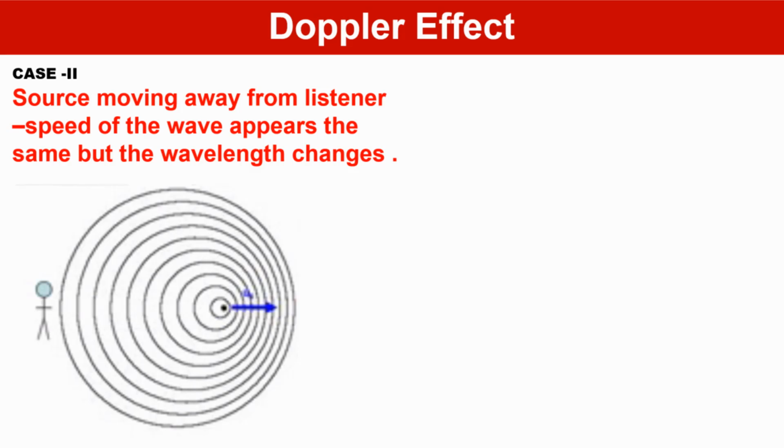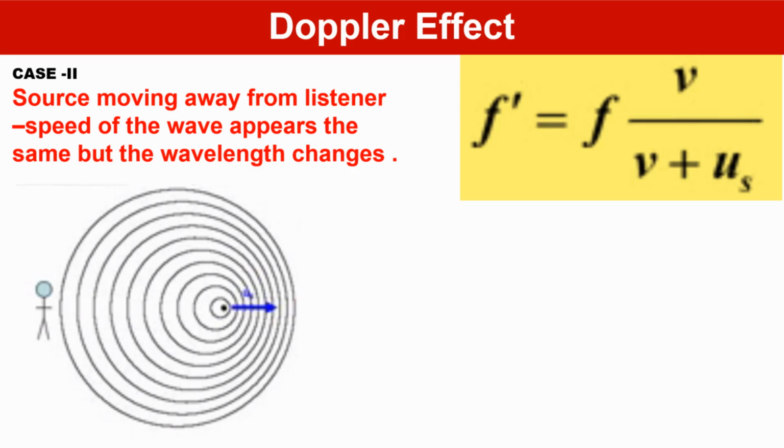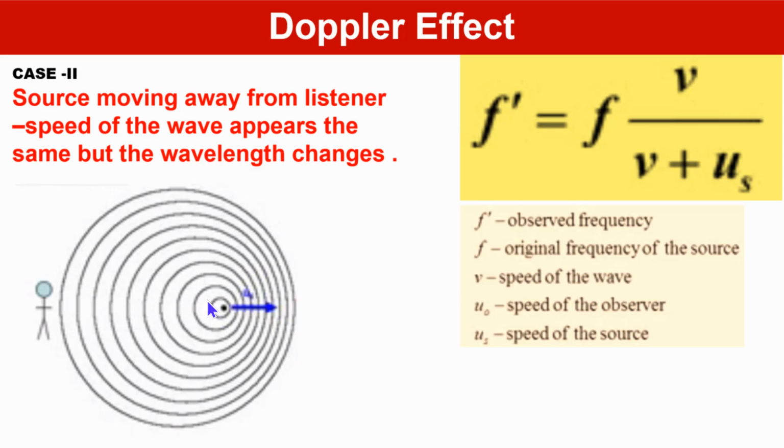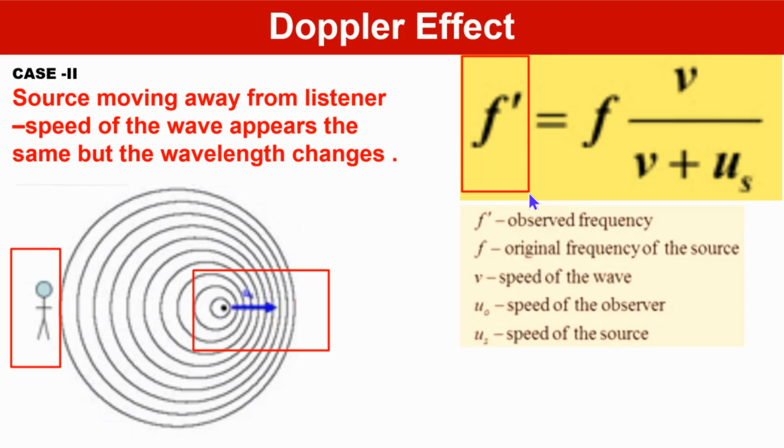Let's try to understand when the source is moving away from the listener and the listener is at rest. As in this diagram, our source is moving to the right, and the listener is standing on the left side, at rest. In this case, the number of waves this listener receives per second will go on decreasing, so he will perceive lower pitch. And how can we calculate the frequency he will perceive? That frequency we can call f prime, or the observed frequency, meaning the frequency he will observe.